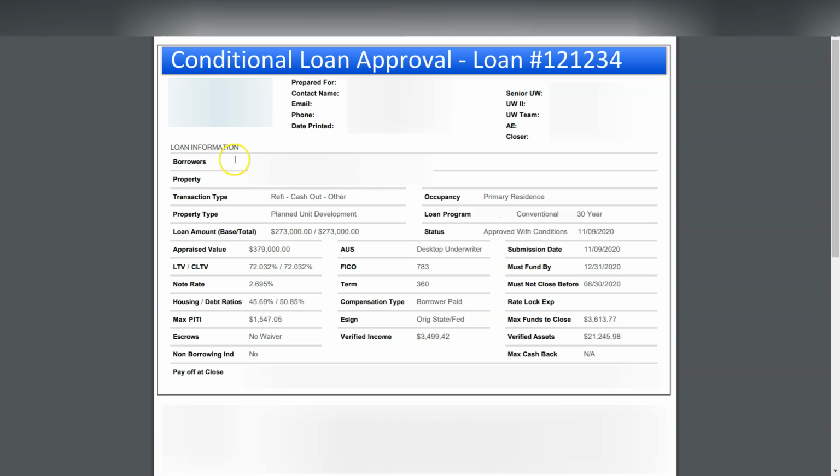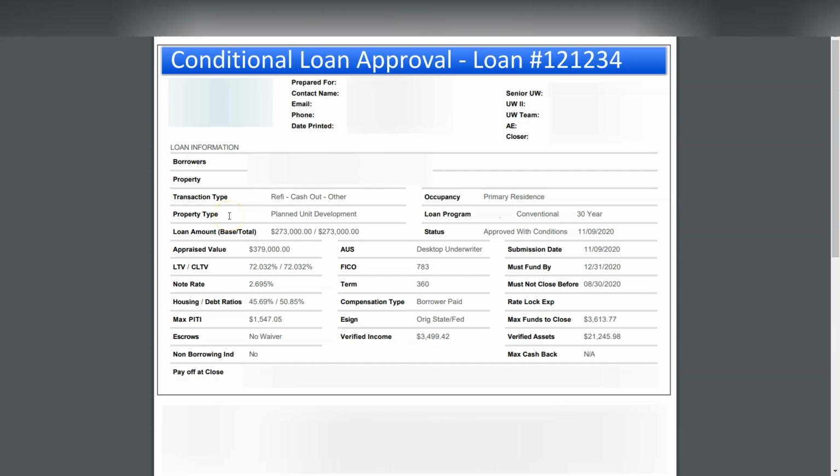Going further down, you're going to have the loan information. This is very important. You need to make sure that the borrower's name is spelled correctly, that the property address is correct. Then, going a little bit further down, we're going to see transaction type. It says refi, cash out, other. So in this case, the borrower is taking cash out of their home and they're refinancing their home, either to lower their interest rate or to pay off debts.